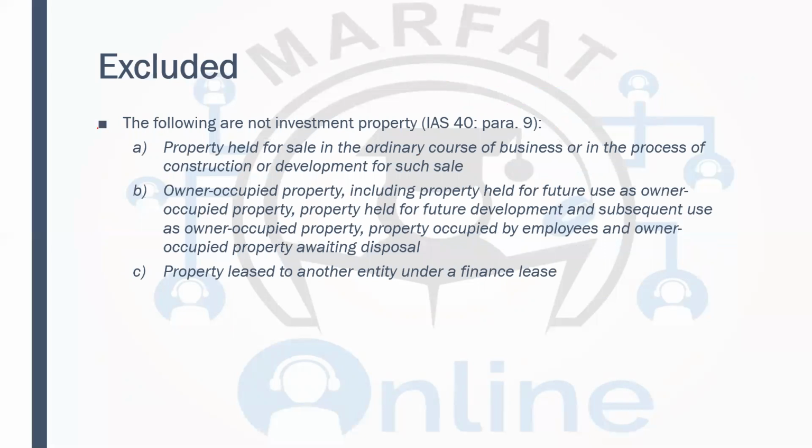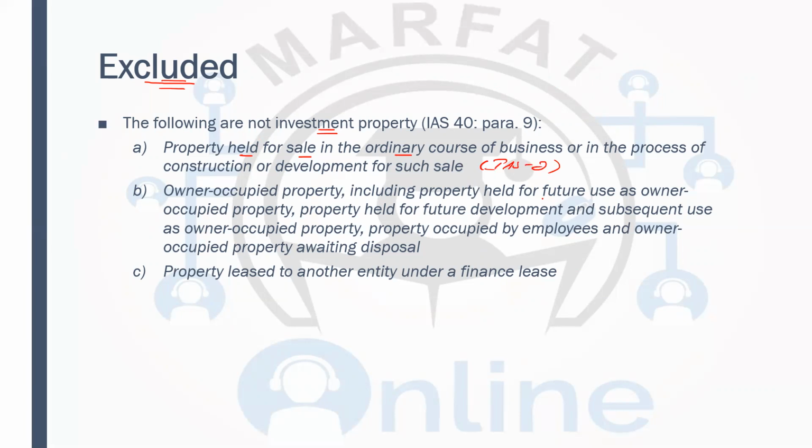Now we have the exclusions, the assets which are not going to be classified under IAS 40. The following are not investment properties. So these are excluded. These cannot be classified under IAS 40. The first thing is property held for sale in the ordinary course of business or in the process of construction or development for such sale. That is going to be recorded under IAS 2.